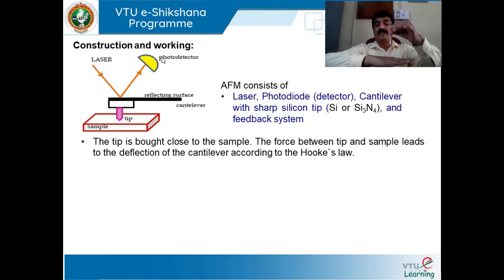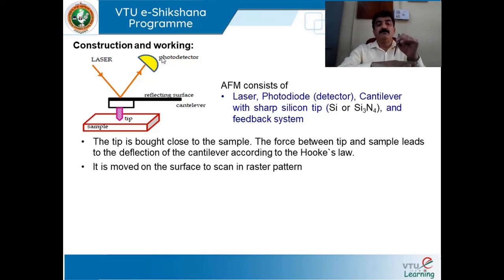The pencil tip is brought very close to the sample. Force between the tip and the sample leads to deflection, according to Hooke's law, as I mentioned. The tip is moved on the surface. That means the cantilever beam is moved on the surface in a raster manner. X-axis, Y-axis. X-axis, Y-axis. So I move to and fro like this, something like a printer in the computer, it moves like this, no? So that way it moves.